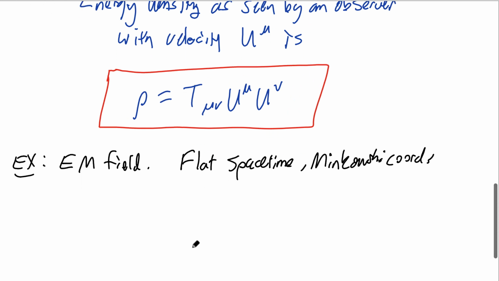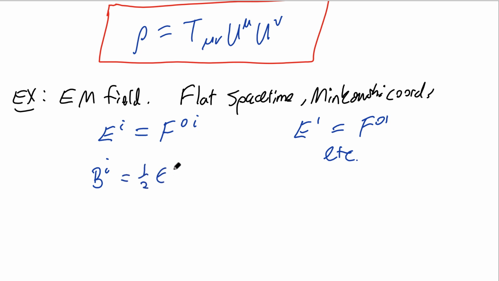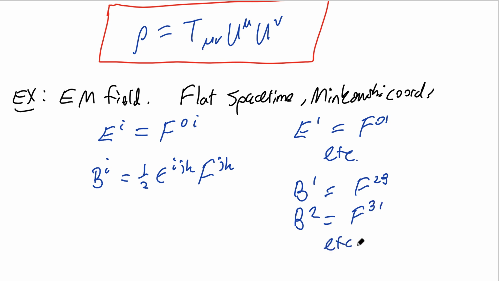And in that case, the components of the electric field are related to the components of the field strength tensor by E^i is F^{0i}, so that E^1 is F^{01}, etc. And the components of the magnetic field are given by 1/2 the alternating symbol epsilon_{ijk} F^{jk}. So in other words, B^1 is F^{23}, B^2 is F^{31}, and so forth.